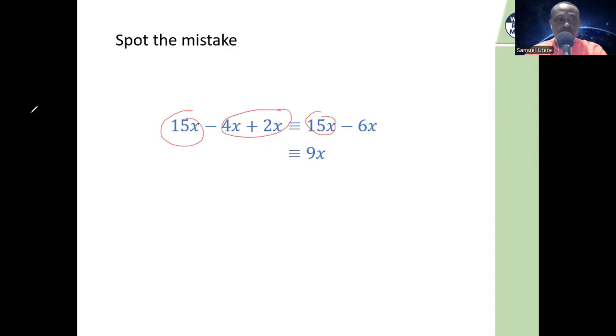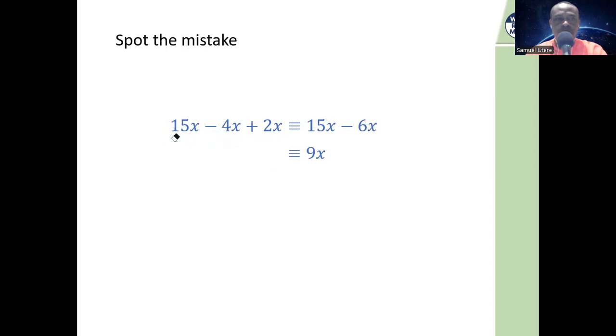What they should have done, if we have spotted the mistake, is they could have done 15x subtract 4x and then add 2. So 15x subtract 4x, that will give you 11x. 11x add 2, that will give you 13.